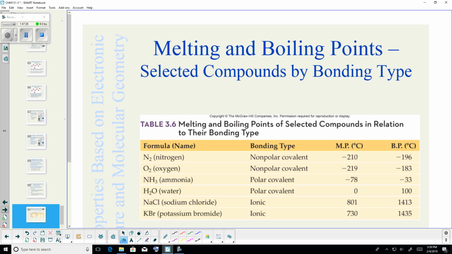Water, polar covalent, has a boiling point of 100 degrees C. Not only because of its polarity, but because of hydrogen bonding. If it wasn't for hydrogen bonding, water would be a gas at room temperature, and we wouldn't be alive. Ionic compounds, for example, sodium chloride, its melting point is 801 degrees Celsius. Like I told you, you can't melt it on a stove. Potassium bromide is a little bit less.